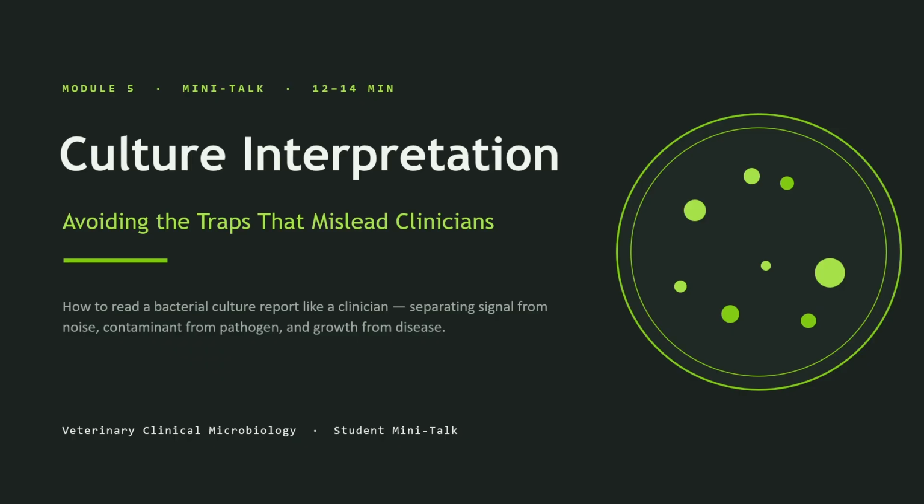Today we're tackling one of the most deceptively tricky skills in clinical microbiology, interpreting bacterial culture results. A culture report looks authoritative, organism names, colony counts, sensitivity panels, but that printout is full of traps that lead clinicians toward misdiagnosis, overtreatment, or plain confusion. Over the next 12 minutes or so, we'll walk through the most common pitfalls, confusing contaminants with pathogens, overreading mixed growth, and ignoring sample quality, and build the habit of always asking, does this result actually match my patient? By the end, you should be able to look at a culture report and interpret it like a clinician, not just read it like a lab printout.